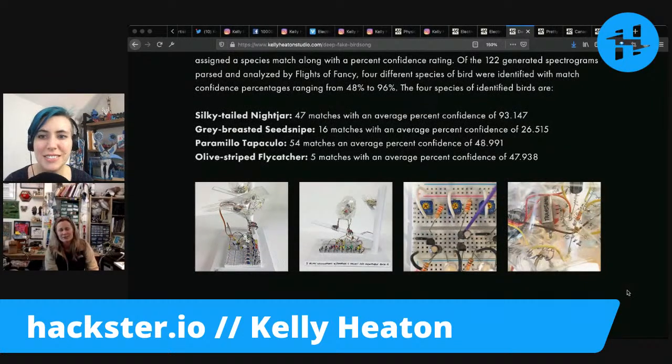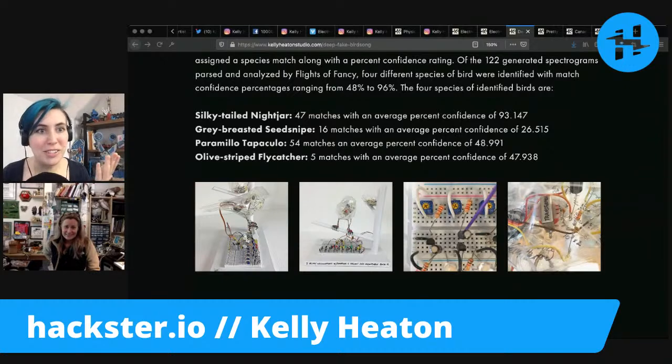Computers trying to identify bird song and being exposed to fake birds. I don't know, it's just cool. Some of them have confidence as low as 25 to 50%, but one of them matched 47 times. That's so cool. That's a pretty high match. I would love to see what would happen if you brought this to a place where those silky-tailed nightjars live and see if they'll actually talk back to it.